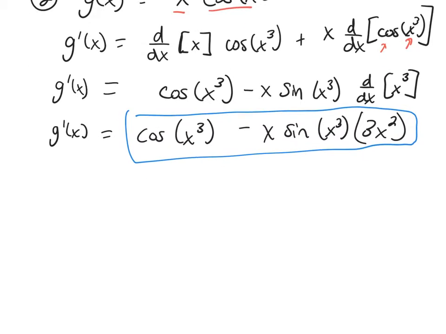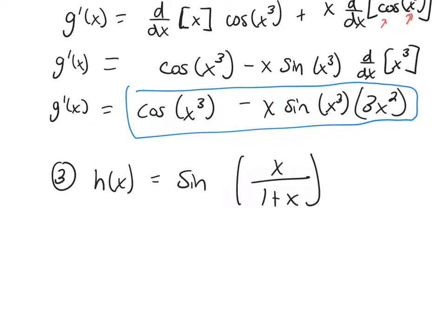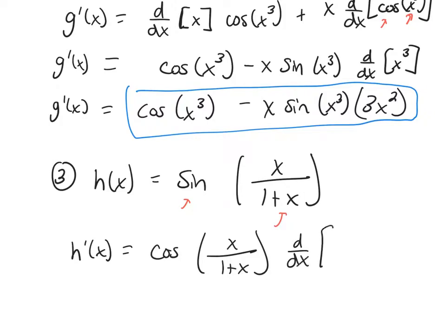Okay, we're going to look at one more of these. So the third one, we're going to look at the function h of x, which is sine of x over 1 plus x. So what rule are we going to have to use here? Again, look inside and then outside. It's a composition, which tells me I need to use the chain rule. So the derivative of sine is cosine times the derivative of the inside.